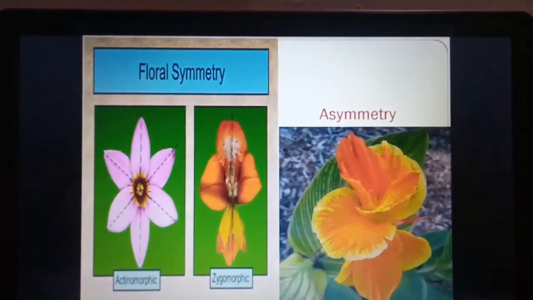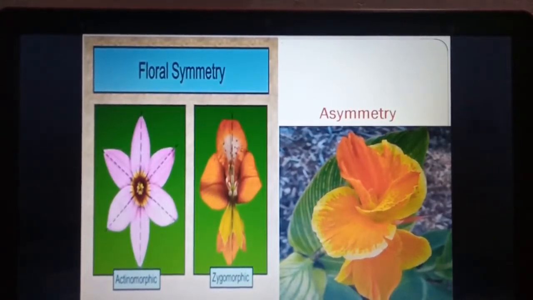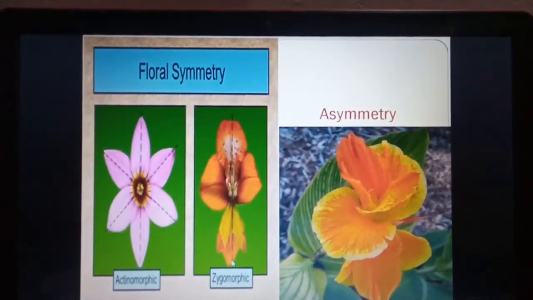Here we can see the symmetry. So floral symmetry, first is actinomorphic. The flower can be divided into many halves. And zygomorphic, we can see only one line can pass, dividing it into identical right and left halves. And this is asymmetrical flower.